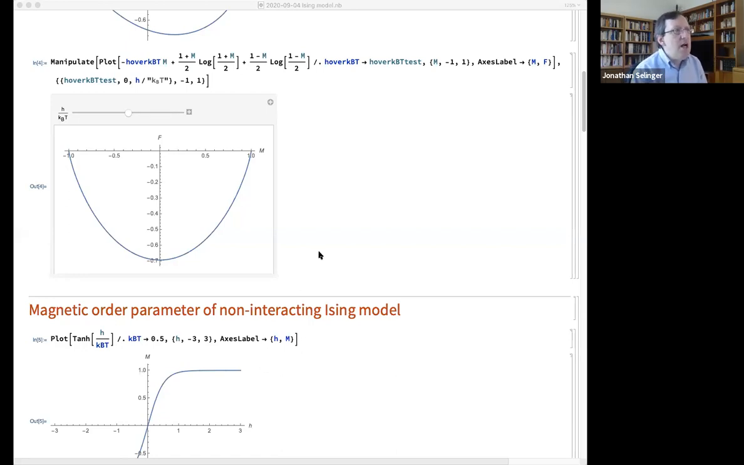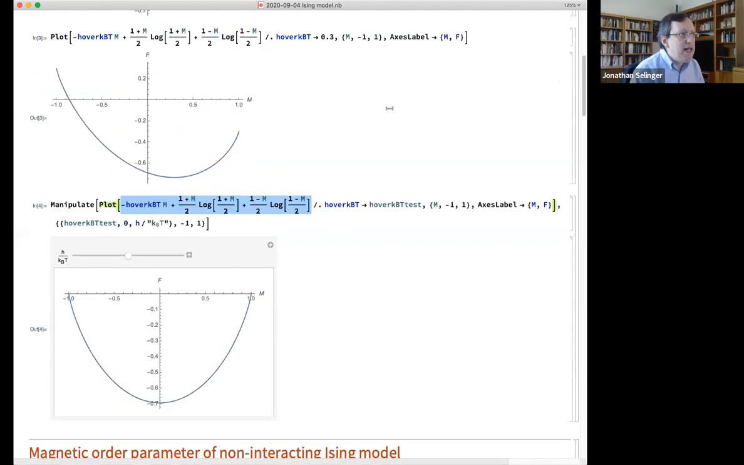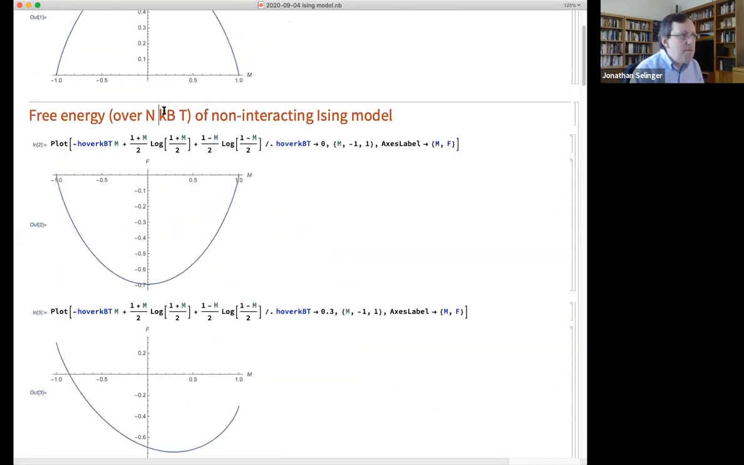This then makes the total free energy that we worked out. This is the free energy, divided by kT. As I mentioned last time, I forgot to say it's also divided by n, the number of spins in the system.